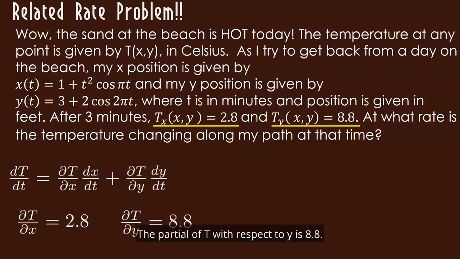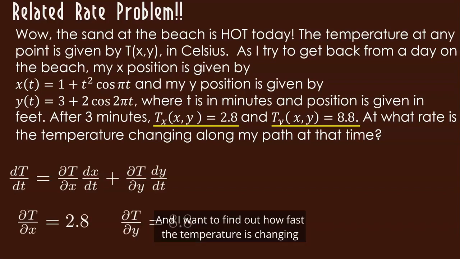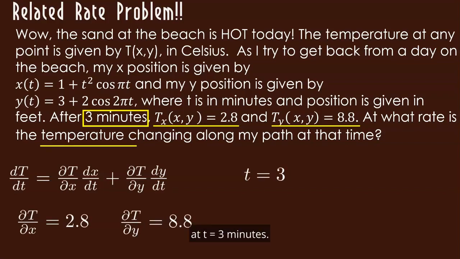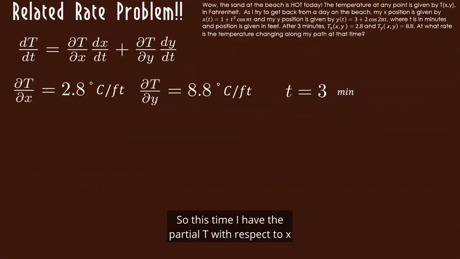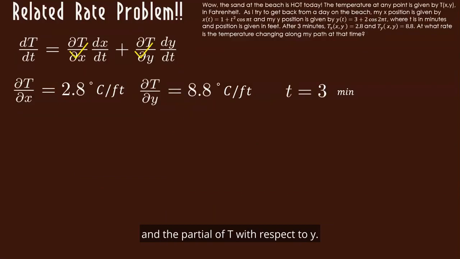The partial of T with respect to y is 8.8. And I want to find out how fast the temperature is changing at t equals 3 minutes. Okay, let's go to the next slide where I have a little bit more elbow room. Oh, and let's put in those units again. So this time I have the partial of T with respect to x and the partial of T with respect to y. I need dx/dt and dy/dt.